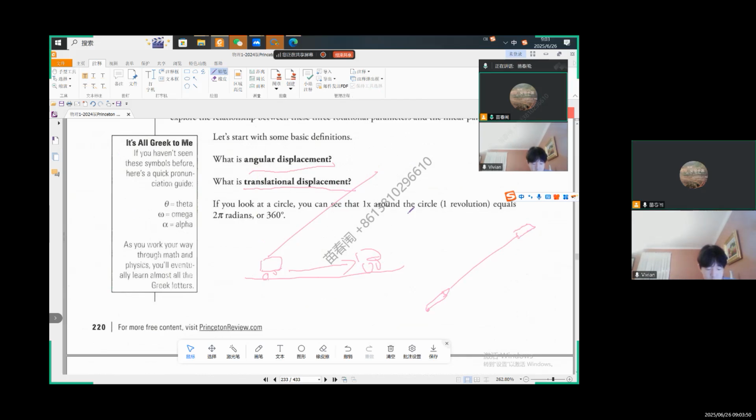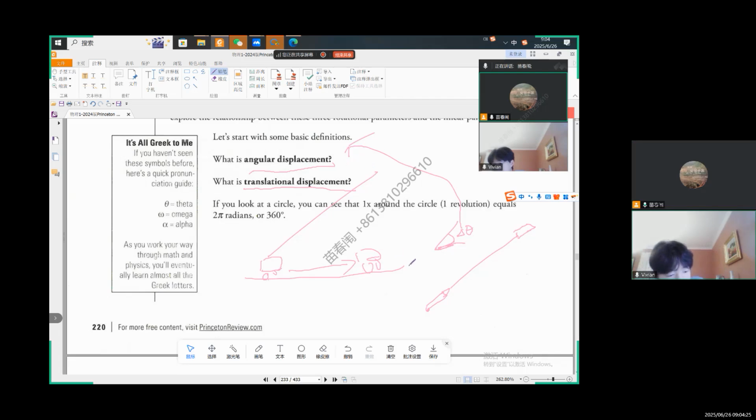So basically, if it's a circle, what exactly is the displacement? It's just the angle theta, like how far you go around. If I go from here and I make a theta, this theta basically is the angular displacement. Does that make sense? Of course, like in trigonometry, we normally go anti-clockwise.